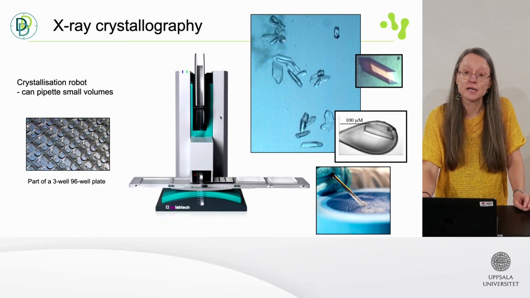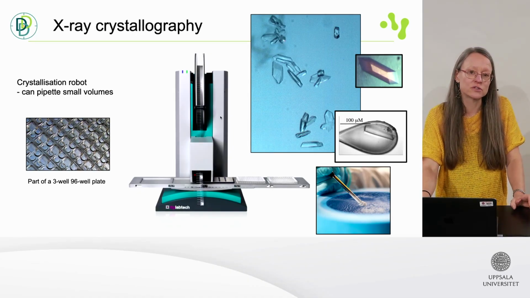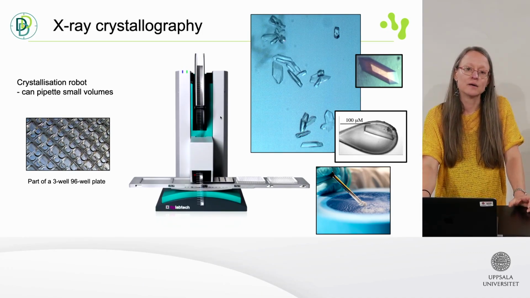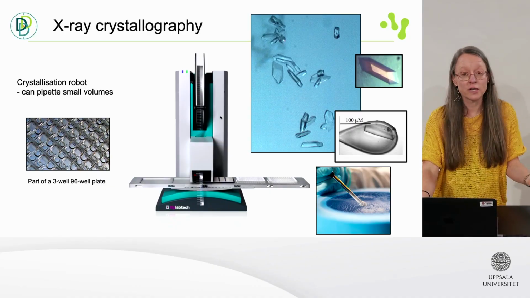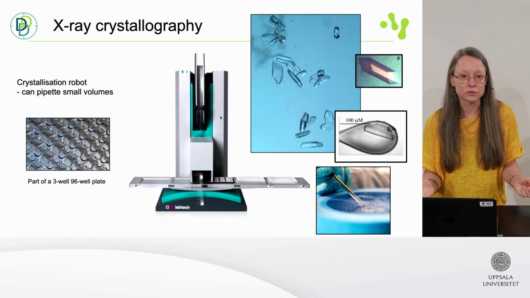I use a method called X-ray crystallography. Here we want the target protein of interest to be crystallized, to be able to visualize the atomic structure. We would like to crystallize the protein target together with the potential binders, the compounds that bind to it.